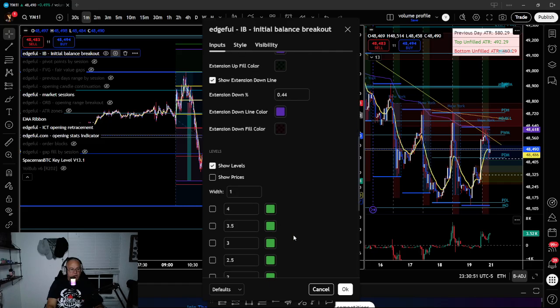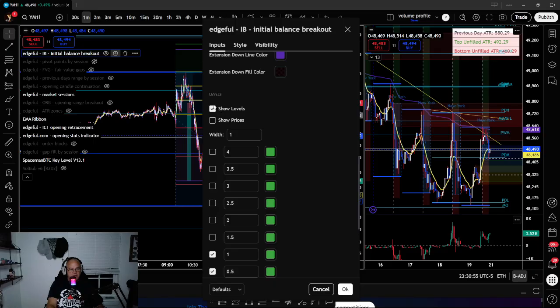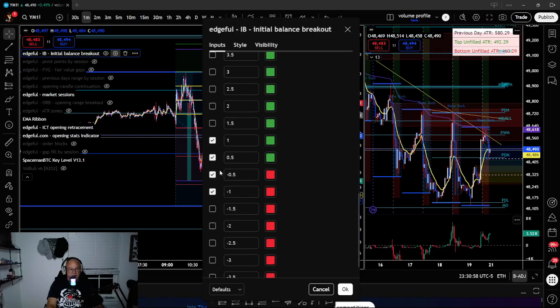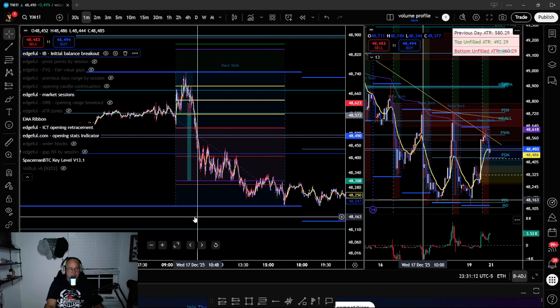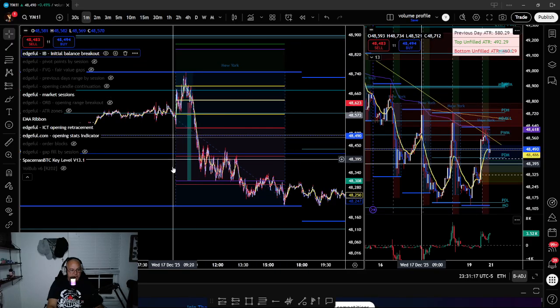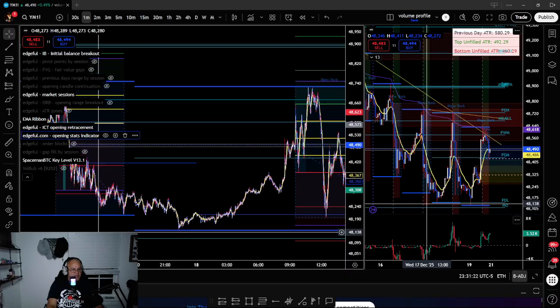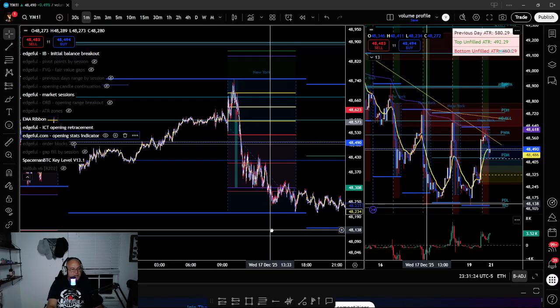All right. And I also have the deviation. So these levels here are deviation lines. And I have the 0.5 and the 1 for negative for the downside and positive for the upside. That's all I have. Okay. So that's pretty much all I change in the initial balance breakout indicator. I have market sessions, which shows me the New York session, the blue box, and you can see, each session is marked by the blue box. All right.